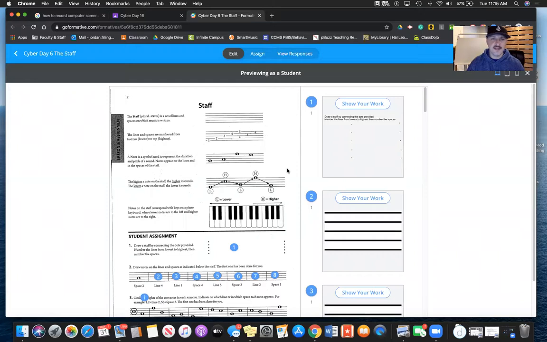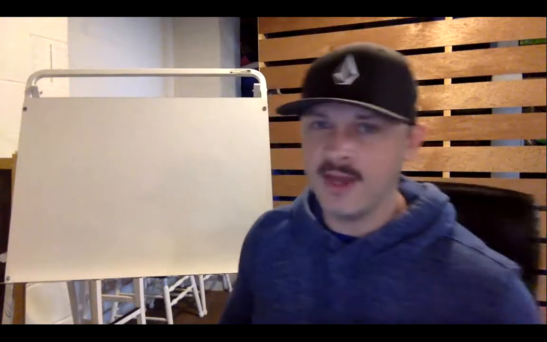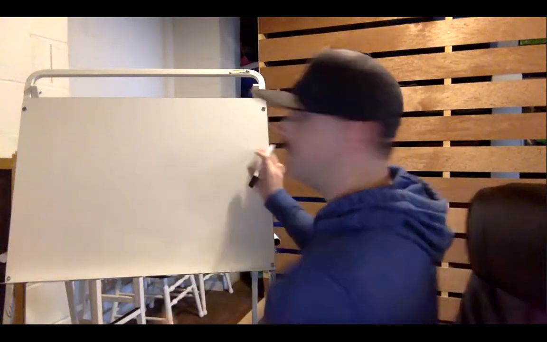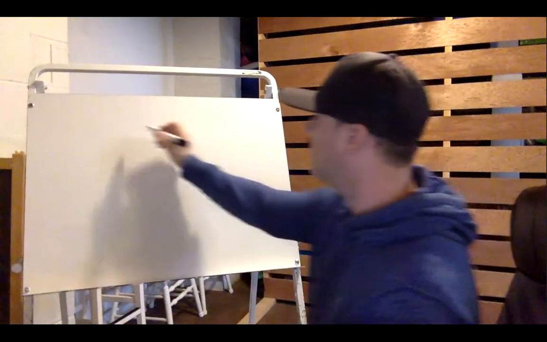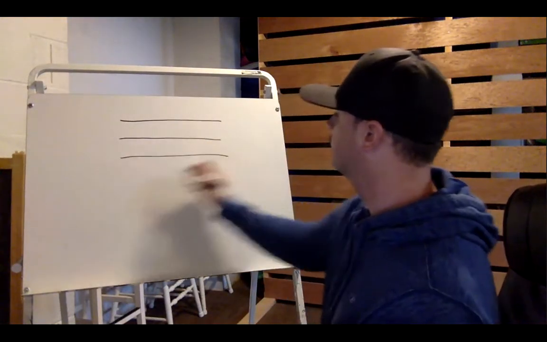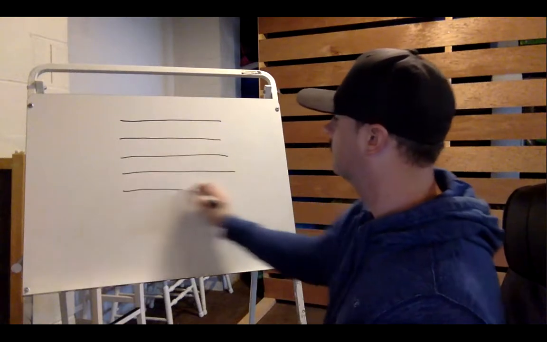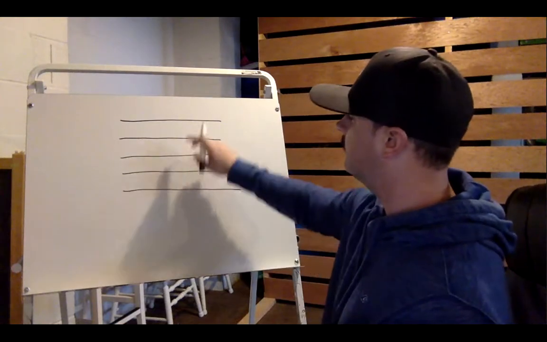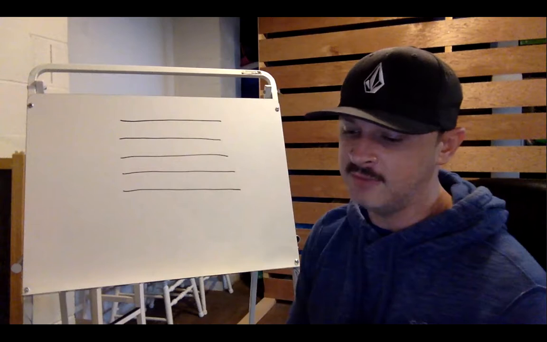So today, we are going to be talking about the staff, okay? So let me pull up my whiteboard because I'm going to walk you through it. All right. So the staff is what we read music on, okay? And the staff is a set of lines and spaces in which music is written. Okay, we actually have 5 lines. 1, 2, 3, 4, 5, and 4 spaces in between them, okay?